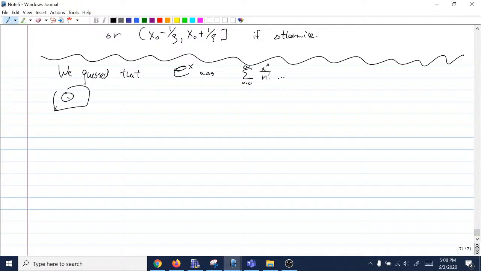So question. What are the interval and radius of convergence of g of x equals the sum from n equals 0 to infinity of x to the n over n factorial?